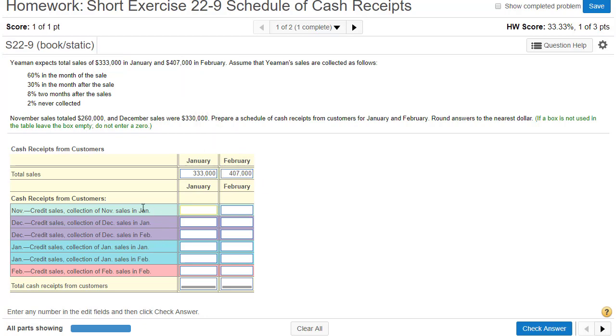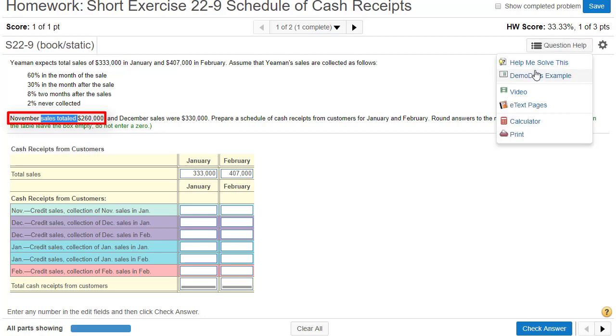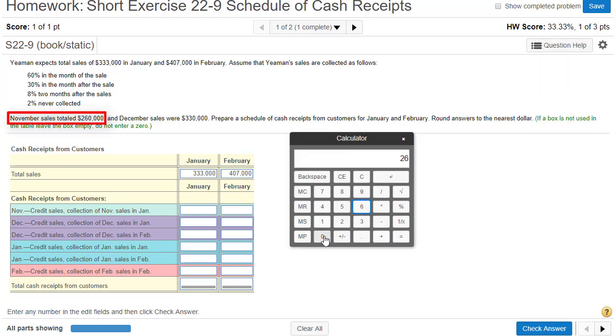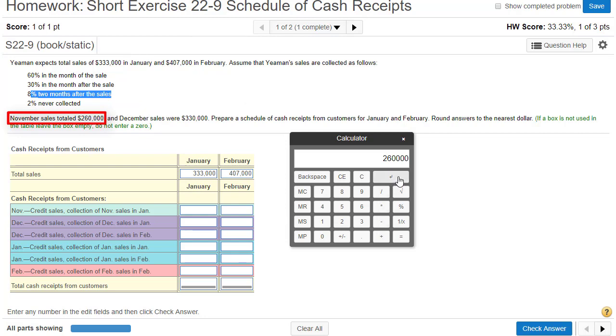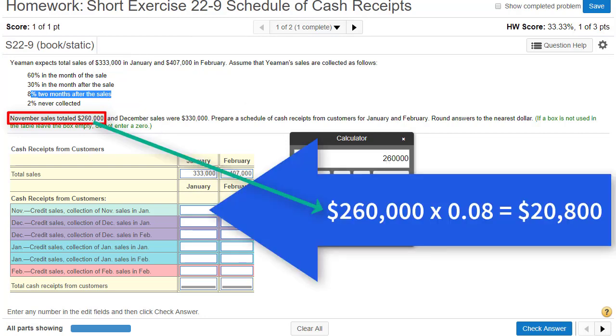All right. So November credit sales. How many of those November credit sales are going to be collected in January? Now remember, we're working with November sales, which is this $260,000 number. So we've got 260,000. How many months have gone by from November to January? Well, January is 2 months after November. So we're only going to collect 8% of November's sales in January. So we're going to multiply that 260,000, which I got from right here, times 0.08 equals 20,800.